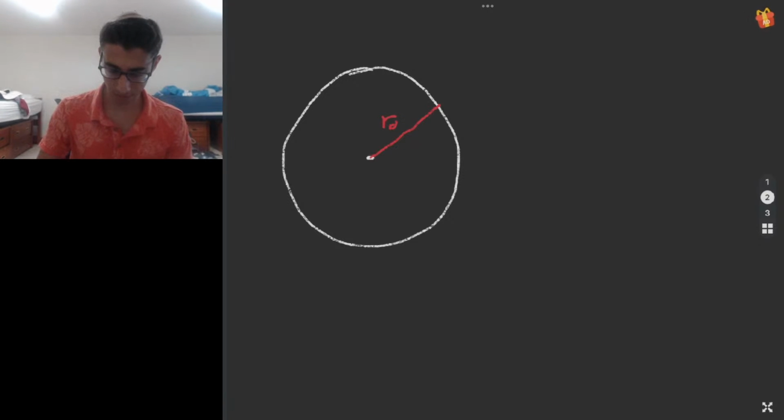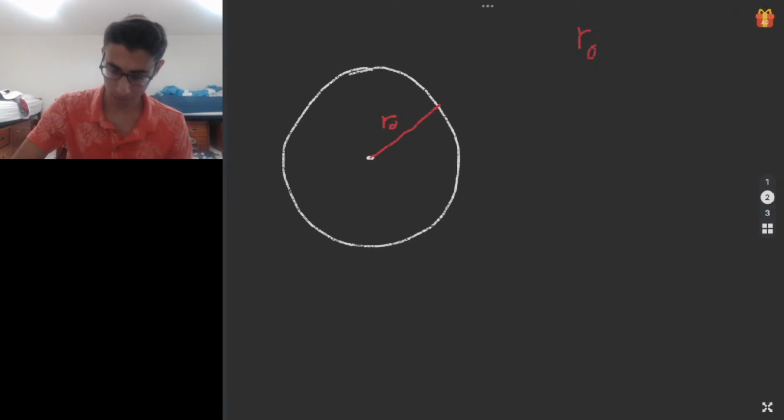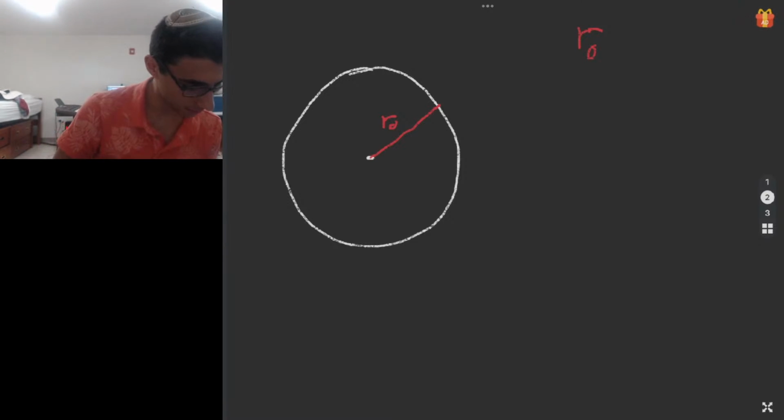So simply r0. Let's write that up here. R naught, just to keep track of what variables we're given. So we're given r naught. We know the radius of the circle.